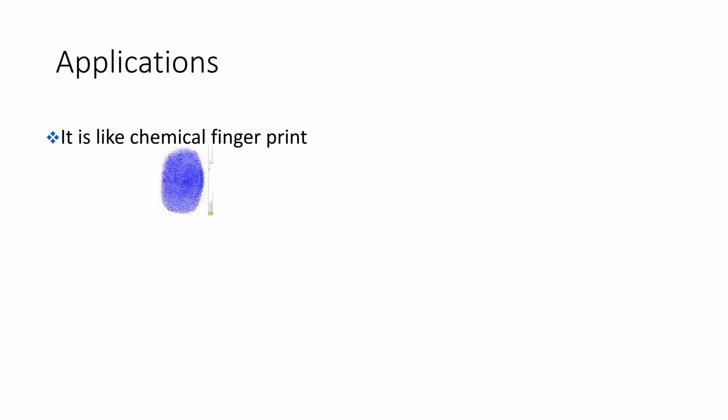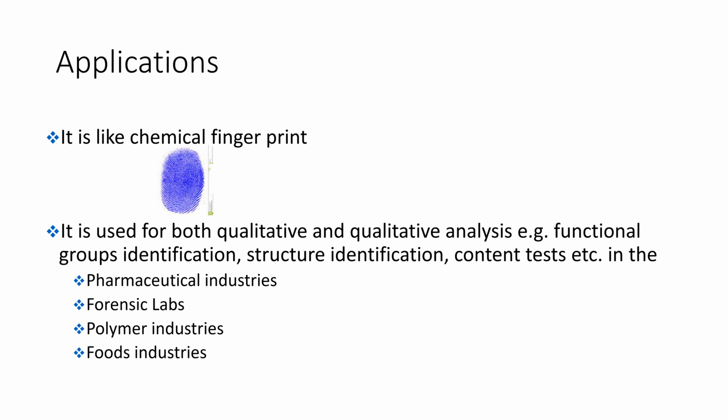IR spectrophotometer is used for both qualitative and quantitative analysis. It is like a chemical fingerprint, as thumb impressions of two different persons cannot be matched. In the same way, IR spectra of two different molecules cannot be matched. It is used in different industries like pharmaceutical industries, food industries, pesticide industries, and polymer industries.